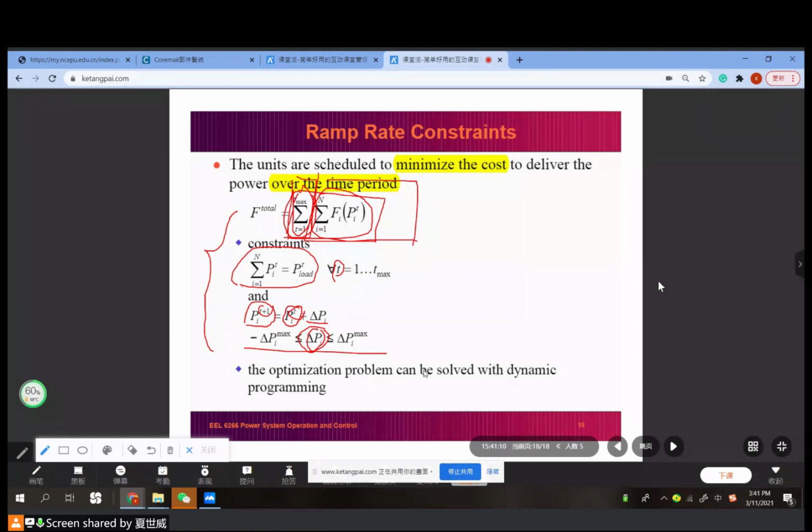This kind of problem can also be solved with dynamic programming. You can code this program based on what we have learned for the simple economic dispatch in this class. Any question for this part?